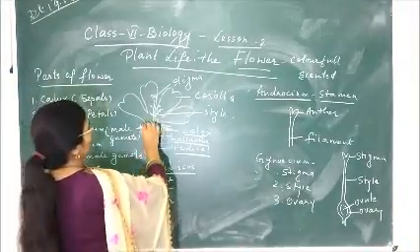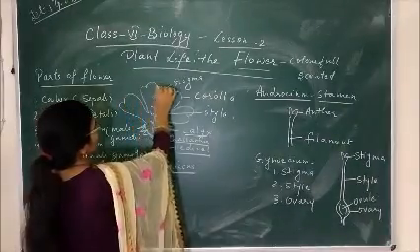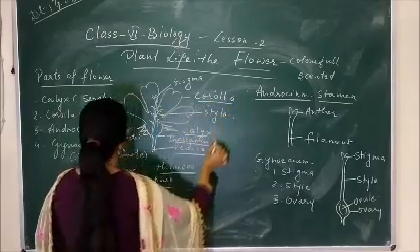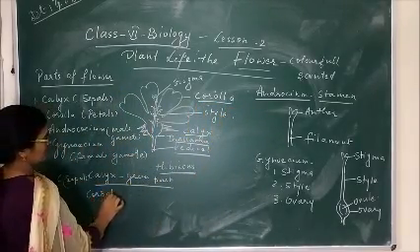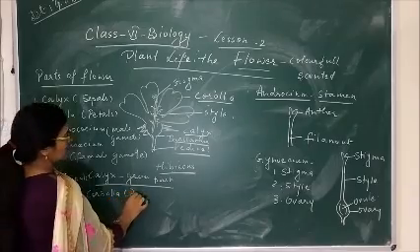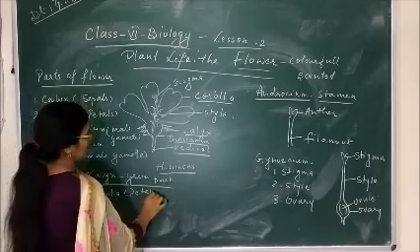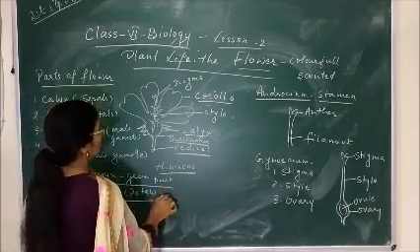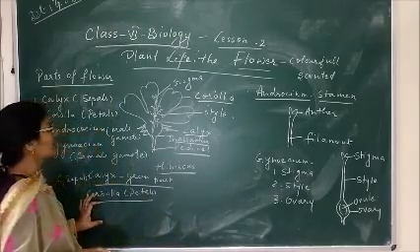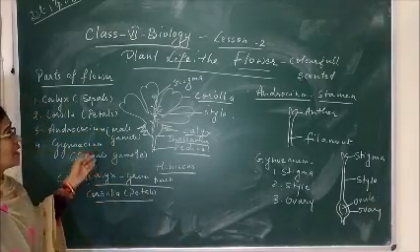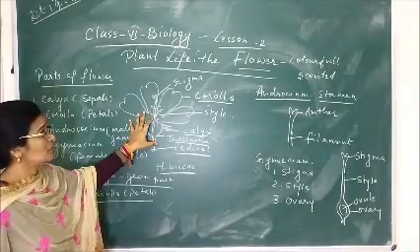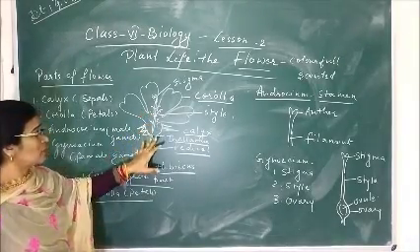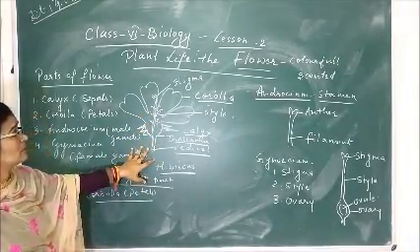Now the next part of the flower is called corolla. Corolla is also called petals. And corolla is the colored part of the flower. As I have already told you, corolla is colorful and scented because it attracts the insects for pollination. Pollination, I will tell you later on what is pollination.